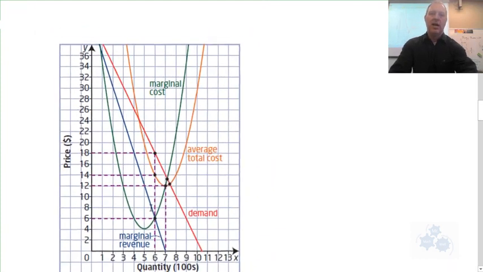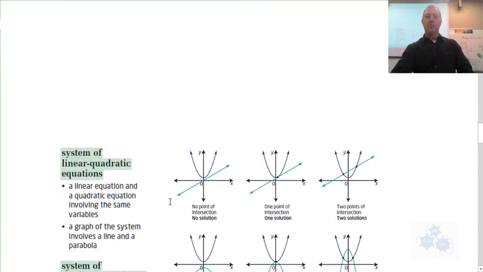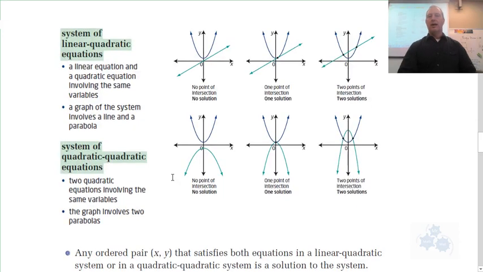So I don't know if that helps you understand why we're studying this. And again, that's a complicated example. But this is something now that you'll have to kind of learn to remember. So we talked about a system and what that is. It's two or more equations. And if you have a system of linear-quadratic equations, that would mean one function is a straight line and the other function is some kind of parabola.